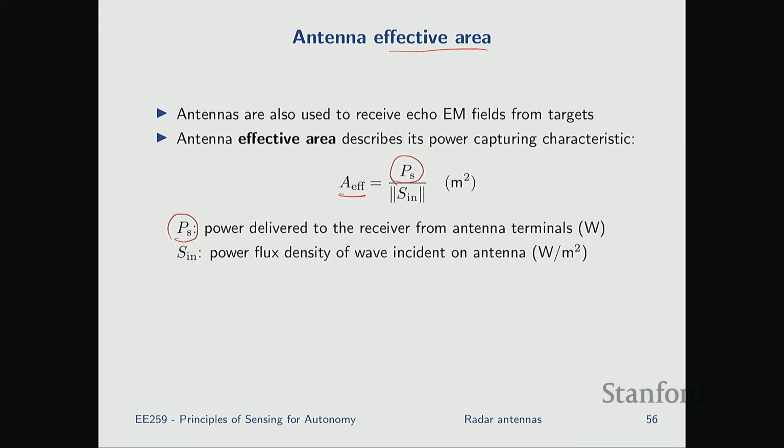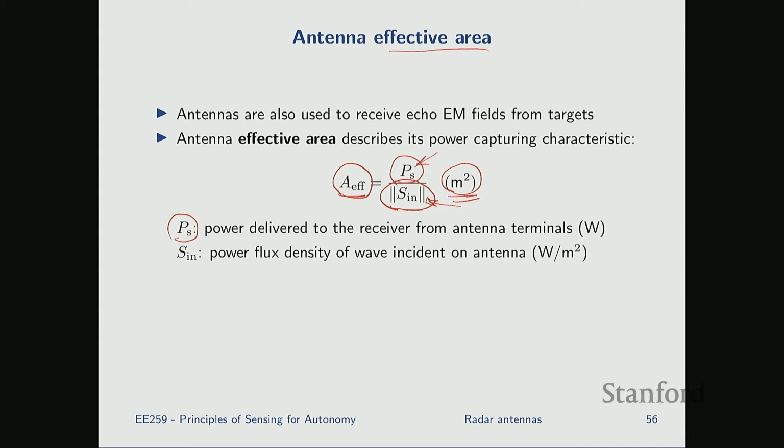Again, this antenna is now acting as a receiver. So the power that it will deliver to the receiver circuitry divided by the power flux density of the wave that is incident on the antenna, the echo wave that hits the antenna that's carrying some power flux density. So that ratio of how much power it will deliver to the flux density that is incident on it will have the units of area, meters squared, because your numerator is power in watts, the denominator is watts per square meters, so you end up with a quantity that is in units of square meters, and that's the effective area of the antenna.